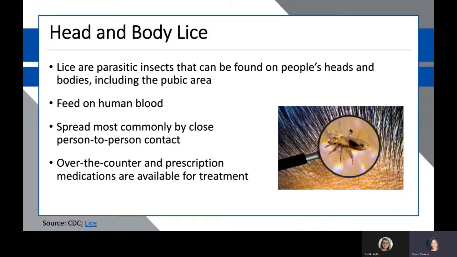Head and body lice. Lice are parasitic insects that can be found on people's heads and bodies, including the pubic area. They feed on human blood, and they spread most commonly by close person-to-person contact. There are over-the-counter and prescription medications available for treatment.